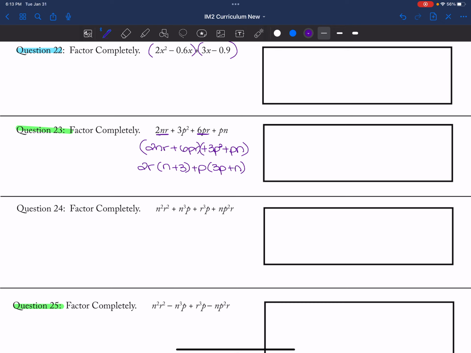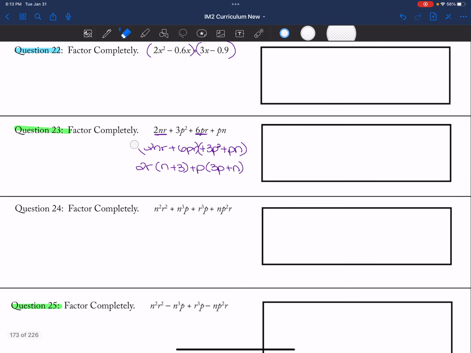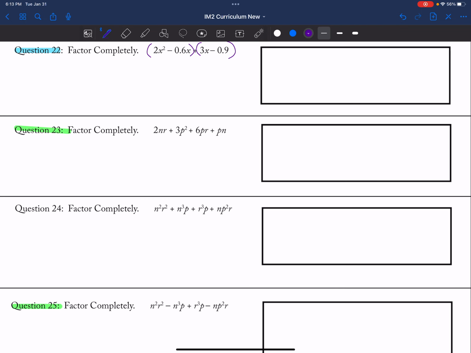Let's see. What else can we do? Maybe we could rearrange this a different way. The reason we're doing this is that there's no nice way for me to factor by grouping as it is. So maybe if I do 2nr plus pn plus 3p squared plus 6pr, let's see if factor by grouping works.